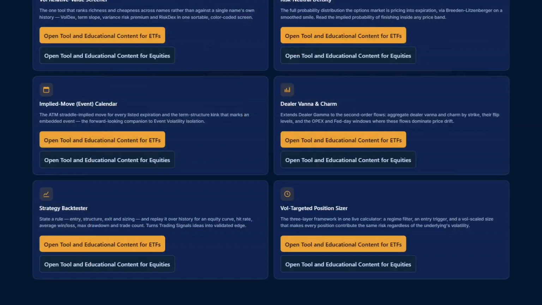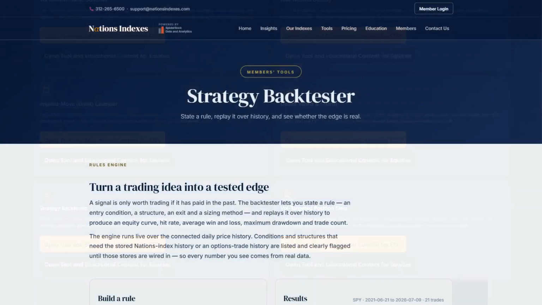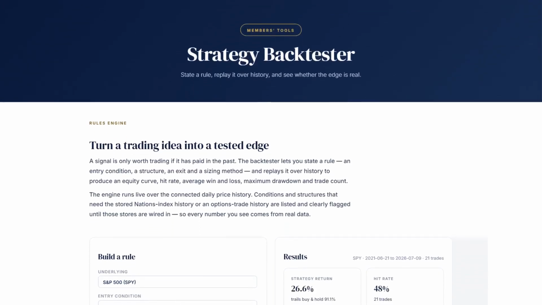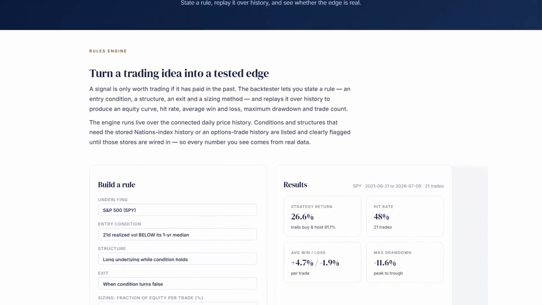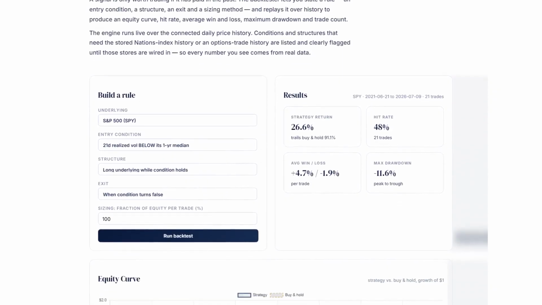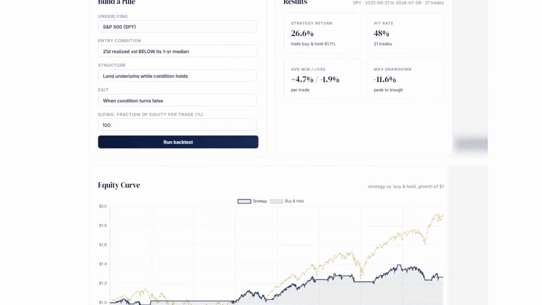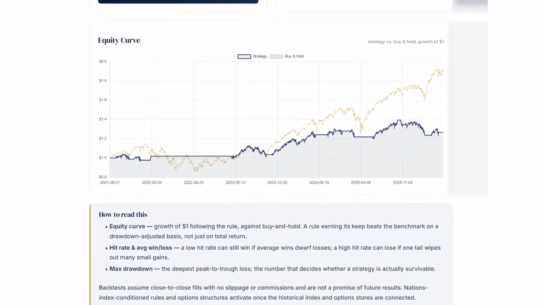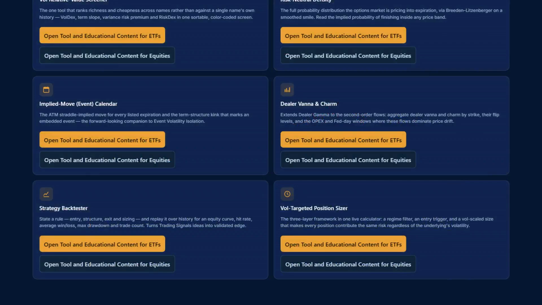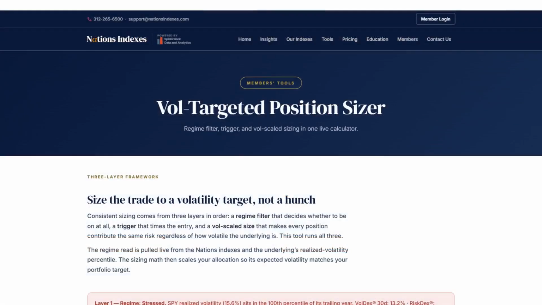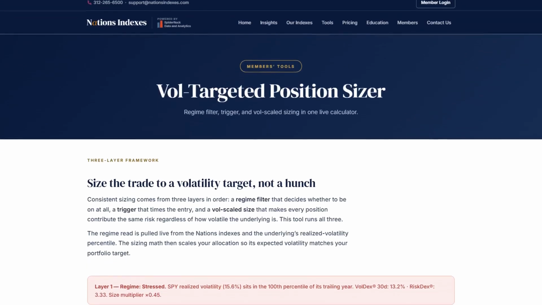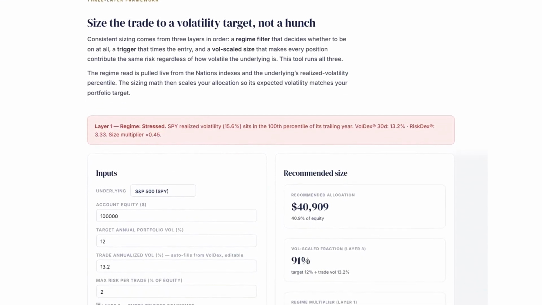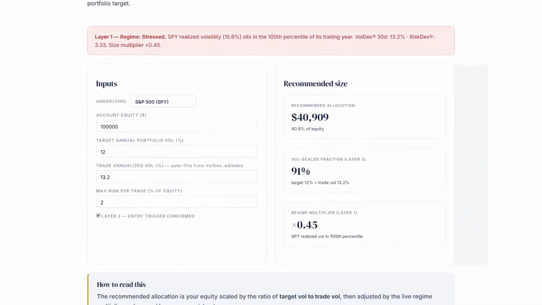The strategy backtester turns an idea into evidence. State your entry, structure, and exit, then replay it across history for an equity curve, hit rate, and maximum drawdown. Trade the ideas that give you a real edge. Finally, the Vol targeted position sizer wraps it all together. A regime filter, an entry trigger, and a position size scaled to volatility, so every trade carries the same risk. Better ideas, sized correctly.